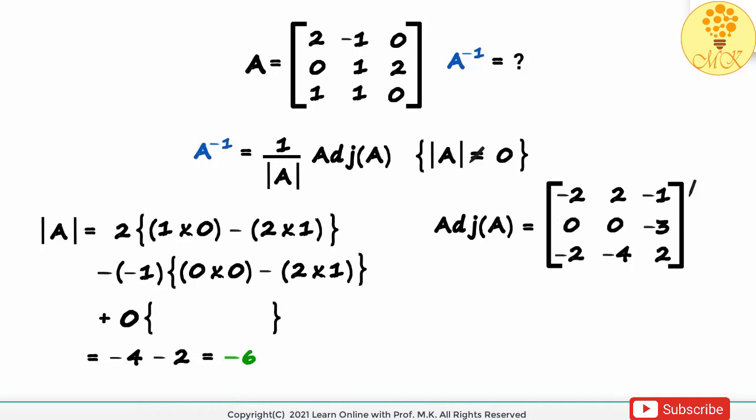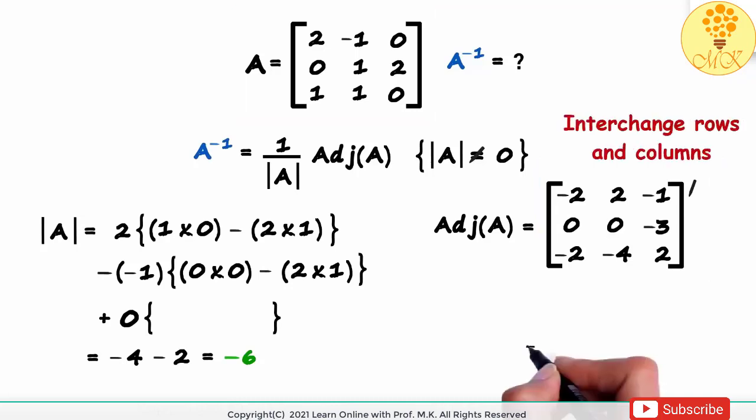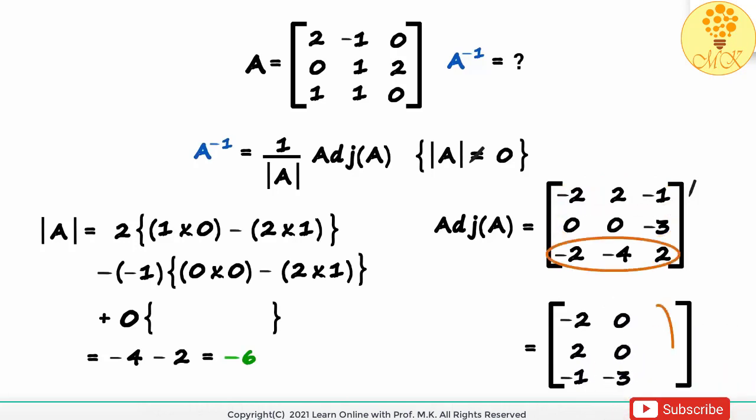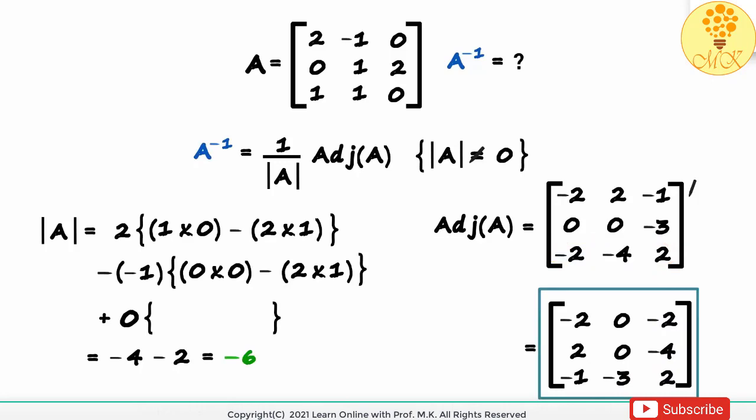These are the 6 remaining cofactors. This transpose will give us the adjoint of matrix A. To find the transpose, we interchange the rows and the columns. The first row will become the first column, -2, 2, -1. The second row will be the second column, 0, 0, -3. And lastly, the third row will become the third column, -2, -4, 2. Now we have the adjoint as well.